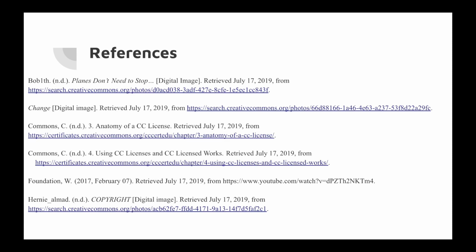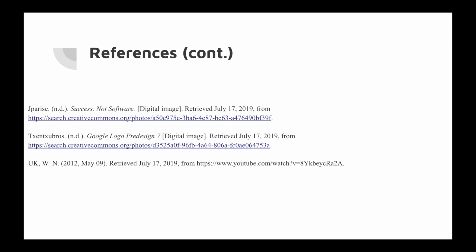I hope this presentation allowed you a bit more insight into the world of Creative Commons licensing and how it is connected to copyright. Please check out the resources used in this presentation to get more information.